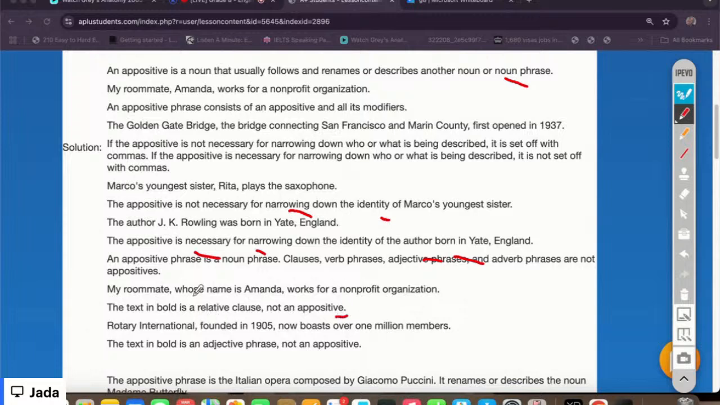Now, Rotary International, founded in 1905, now boasts over 1 million members. The text in bold, now boasts over 1 million members, is an adjective phrase and not an appositive. All right, so you need to take note of the appositive and the appositive phrases.